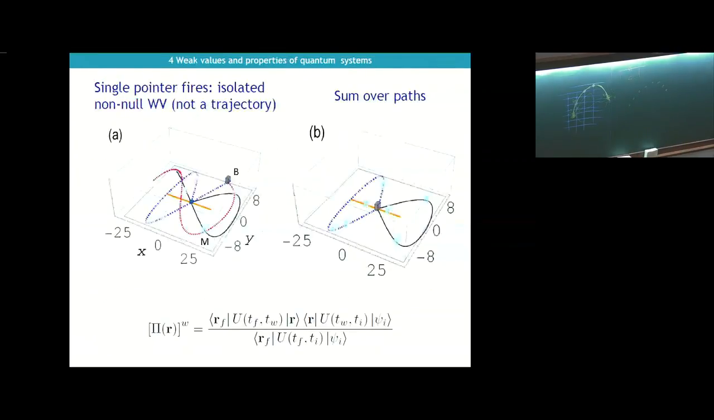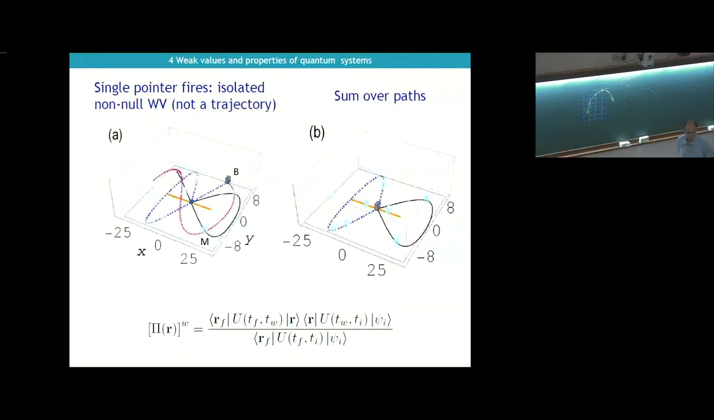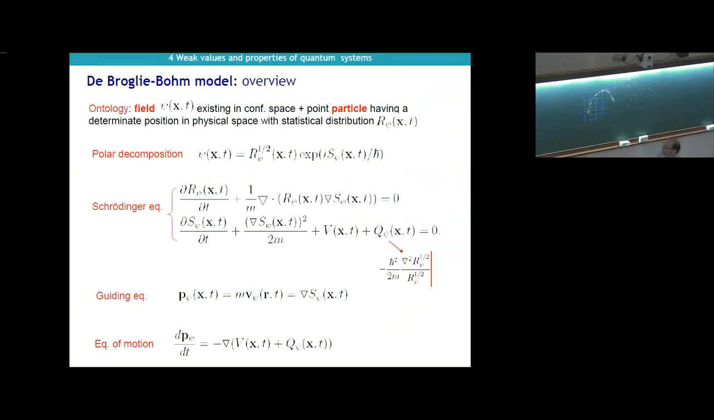Okay, so this is how, with weak measurements, you can define weak trajectories by looking at a sequence of positions which defines a trajectory. Now I'm going to do something different. I'm going to jump to the de Broglie-Bohm model.